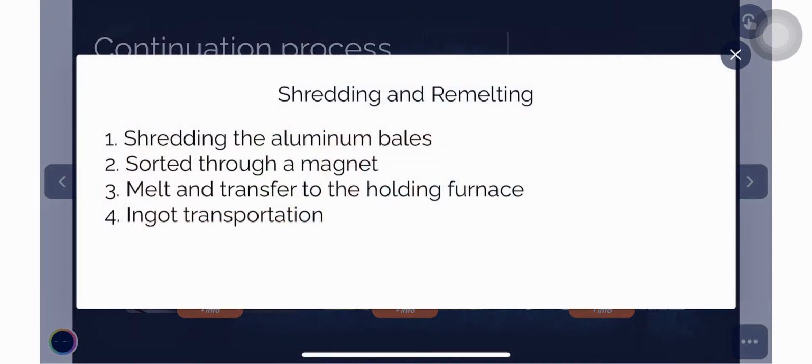These pieces are cleaned, chemically or mechanically. The next stage is creating the aluminum bales, and this occurs in a processing plant where the bales get transported to. At this plant, the bales enter the industrial grinder that cuts the bales into small pieces, sorted through a magnet, remelting, ingot transportation.